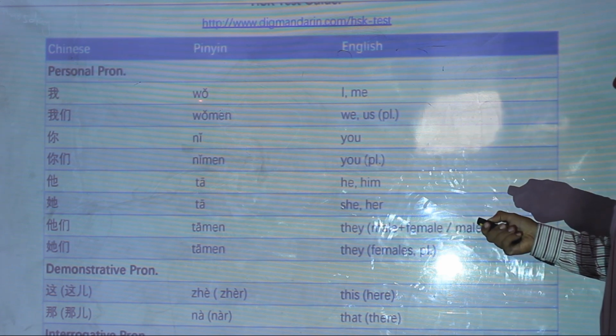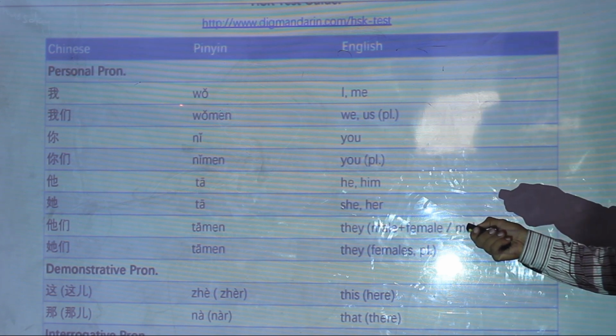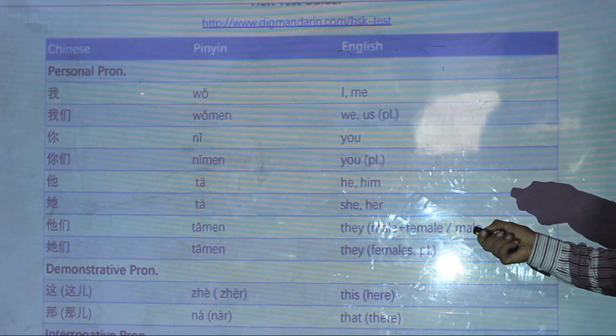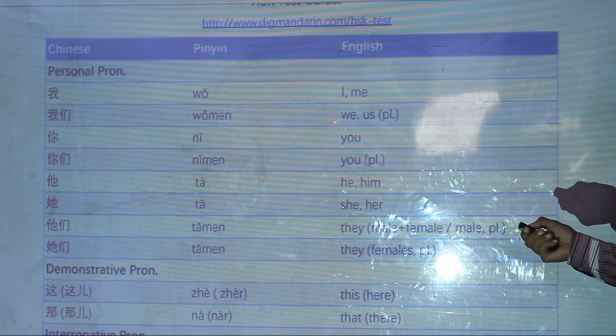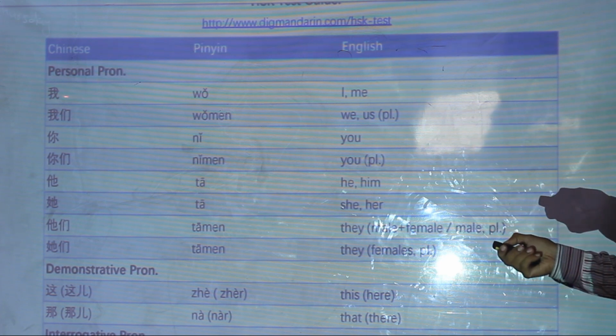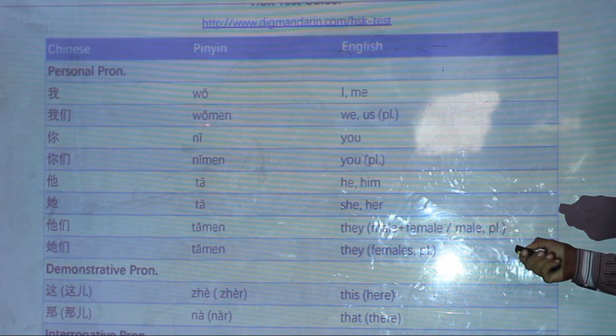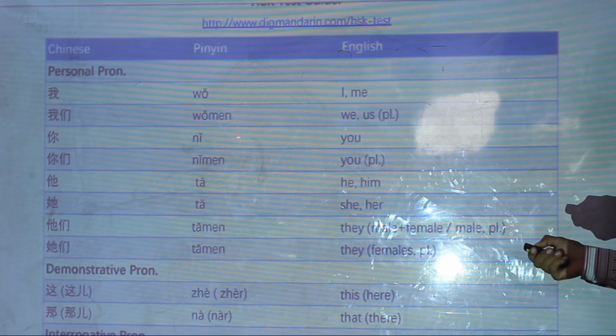The first is wo. Wo means I or me. Then women: we or us. Two meanings.